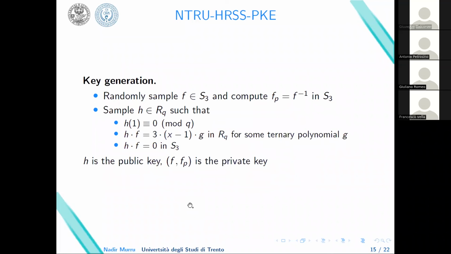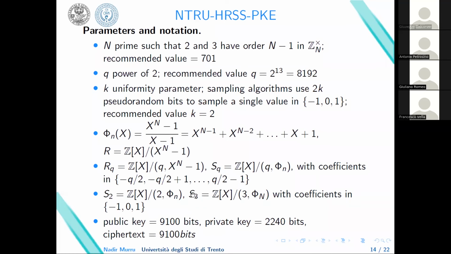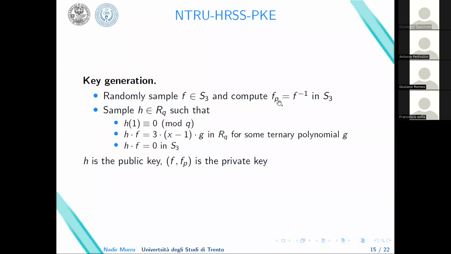So we can see the three phases of the HRSS version. The key generation phase is a little bit different from the classical one. In this case, we just randomly choose a polynomial f in this set S3. It is obtained in this way, so quotiented by Tn. Sorry, these are all capital letters. And then you compute the inverse of f in S3 modulo also p.